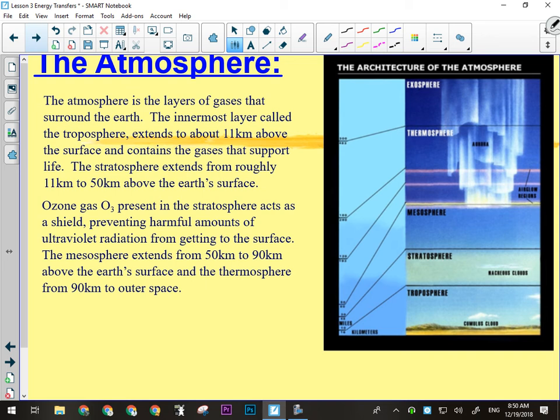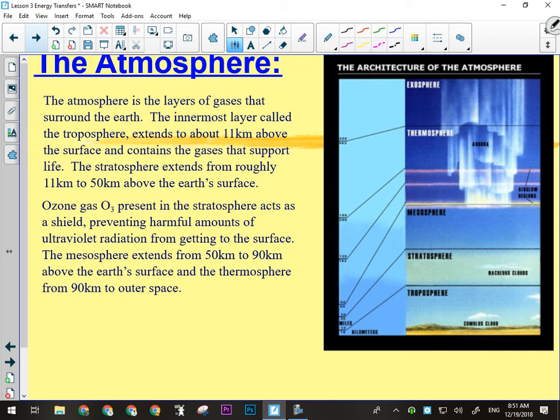All right, so the first part of the Earth that we're going to talk about in terms of energy transfers is the atmosphere. Okay, we talk about it first because it is by far the most important part of the Earth when it comes to being able to transfer energy from one part of the Earth to another. It's also the part of the Earth that most directly interacts with our main energy source, that being the sun.